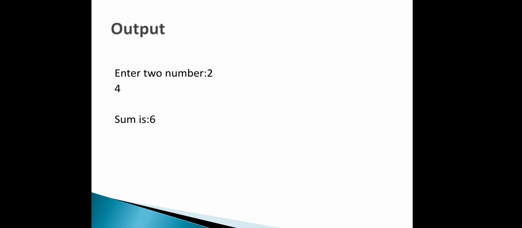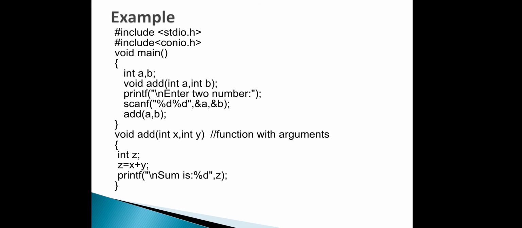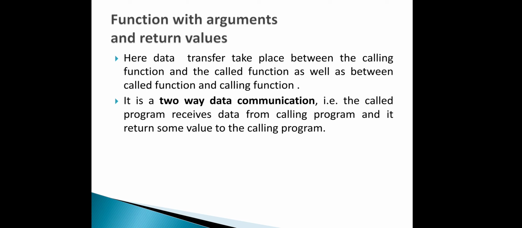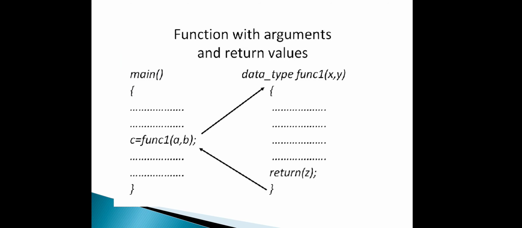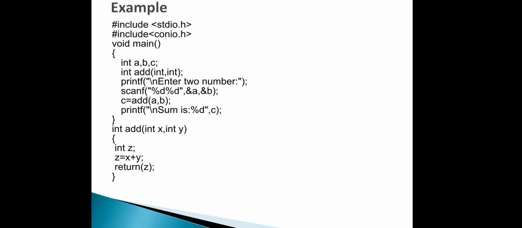This is the output of that program, and this is one more example for that case. And next is function with arguments and return values. Here data transfer takes place between the calling function and called function, as well as between called function and calling function. It is two-way communication. This is the syntax for function with arguments and return values.